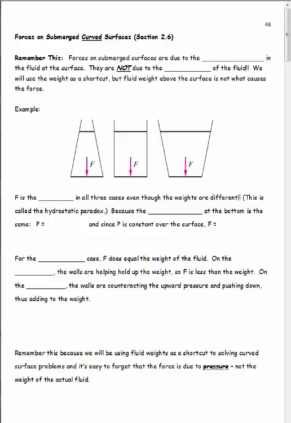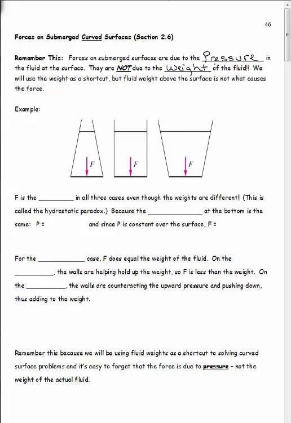But you've got to remember, it's not the weight of the fluid that's causing the forces on these submerged surfaces. It's the pressure that's causing these forces. And the pressure is due to depth, right? It's not due to the actual weight of the fluid. It's due to depth. Okay, so let's look at an example.